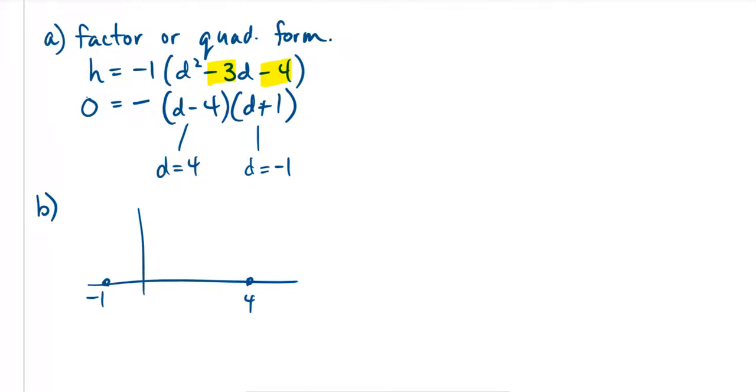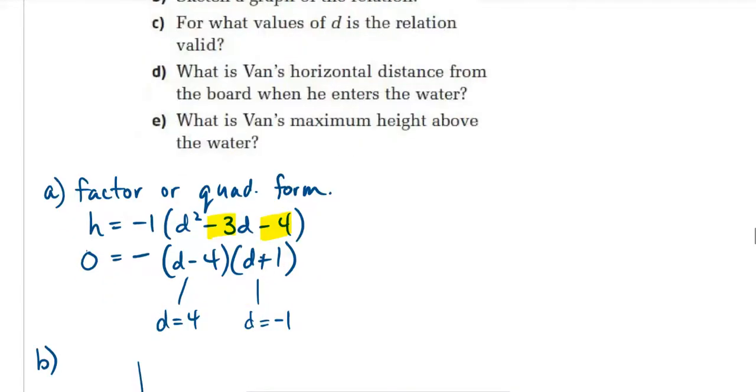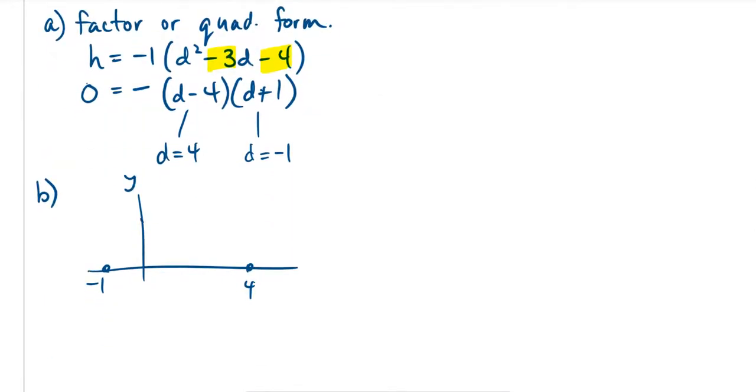My y-intercept from the standard form equation in the question is +4. So here on my y-axis, I'm going to put a +4, and this is the x-axis. And I'll sketch a graph like this. All right, there we go.